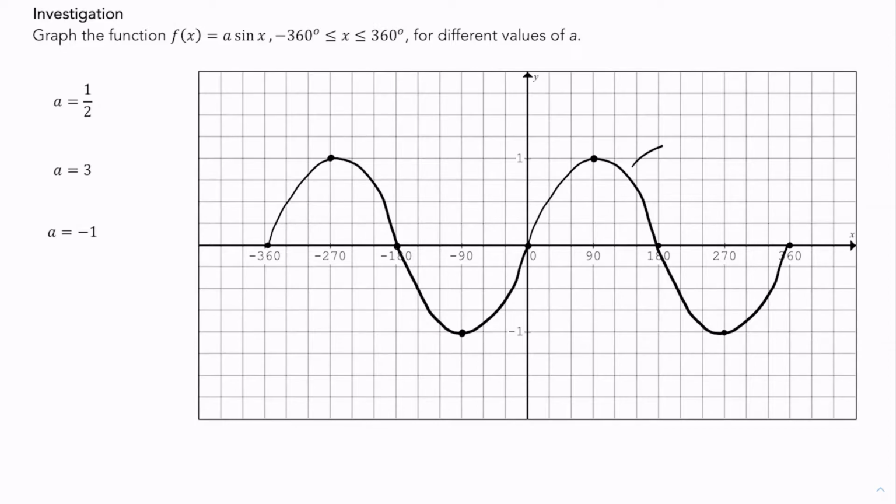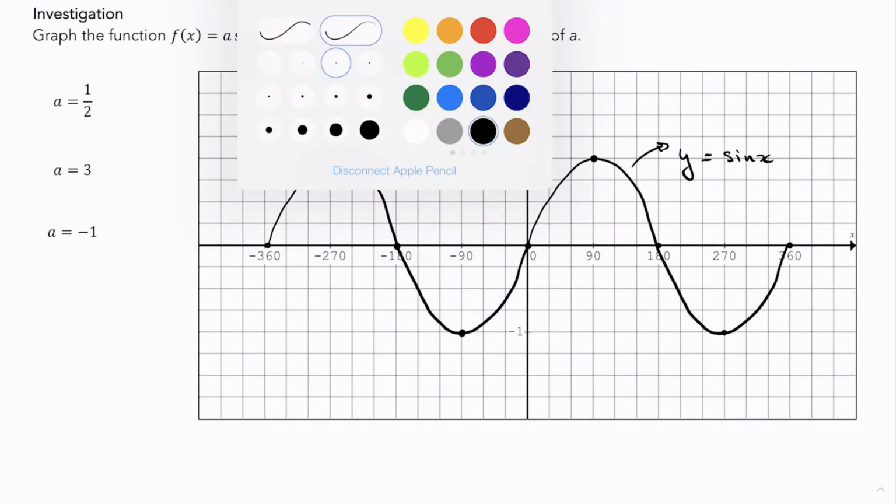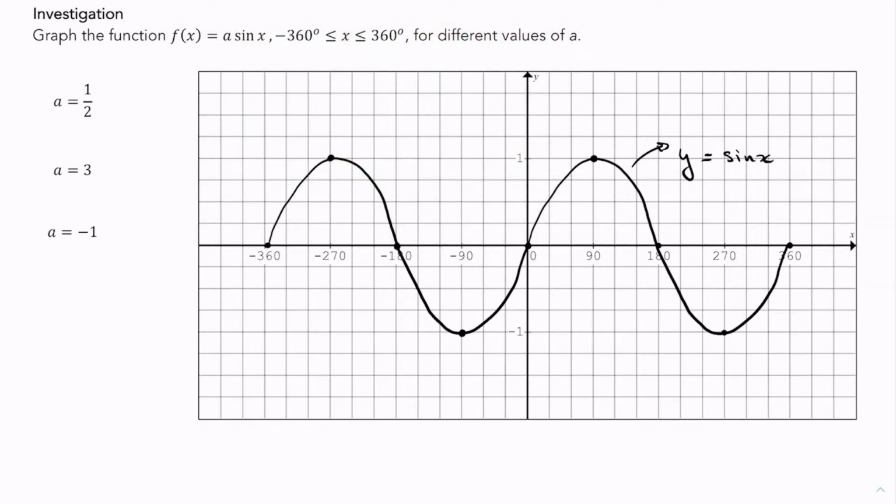That's sine without any kind of transformations. So I'll label this just over here with y equals sine x. I'm just foregoing the function notation f of x. And I'm going to graph sine with different a values, and those are indicated here along the side. So I'll start off with an a value of 1/2, and I'm going to change my color to green to indicate that curve.